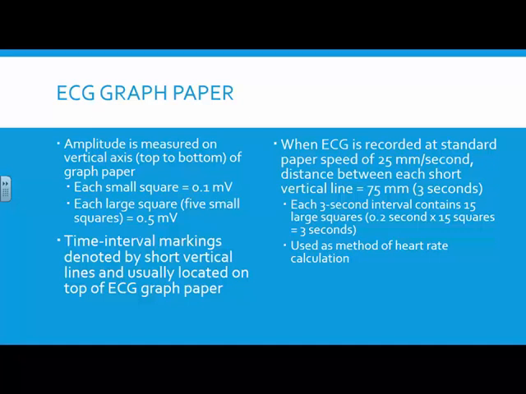Amplitude is measured on the vertical axis. Amplitude is kind of important, as I can look at a contraction and say that was a pretty strong contraction, with a pretty high amplitude. But we're not going to measure amplitude when we're doing rhythm interpretation. Each small square is worth 0.1 millivolt. Each large square, your big square, your 0.20 horizontally, is worth 0.5 millivolts vertically. Okay?